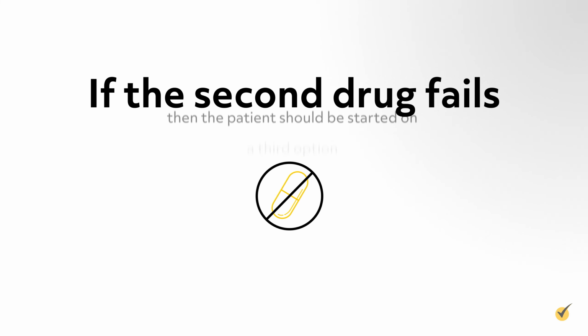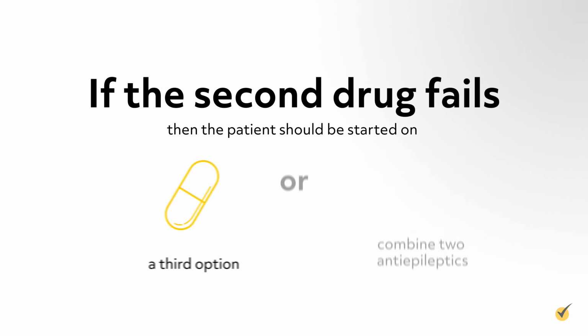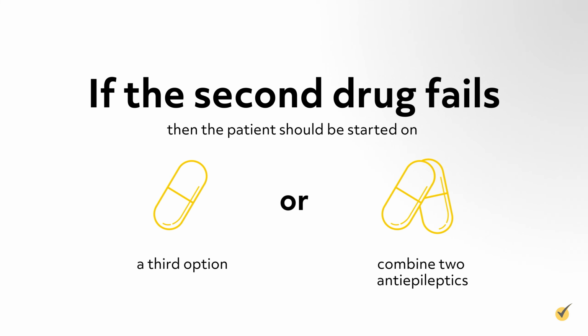As far as treatment goes, initial treatment should begin with one antiepileptic. If this option fails and is not tolerated, it should be discontinued and another antiepileptic started. If the second drug fails, then the patient should be started on a third option or combine two antiepileptics. It is important to note that it can take several weeks before the effects of the antiepileptic are seen. Frequent monitoring of plasma drug levels can serve as a dosing guide and can help monitor patient adherence and prevent drug toxicity. There are two major categories of antiepileptics.